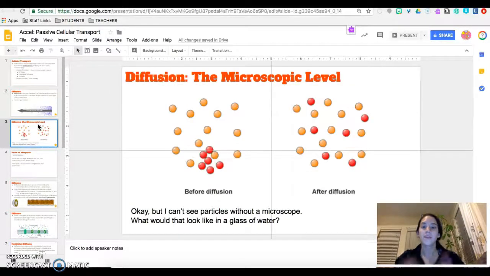So think of it this way. Here we are on a super microscopic level. Let's say that the red dots were food coloring dye that I put into a bunch of water, and let's say the orange dots are water. I put it into one section, and what eventually happens through diffusion is that the food dye is going to go throughout the entire thing. They don't just stay in a localized area, they get spread out. So that's really what diffusion means.